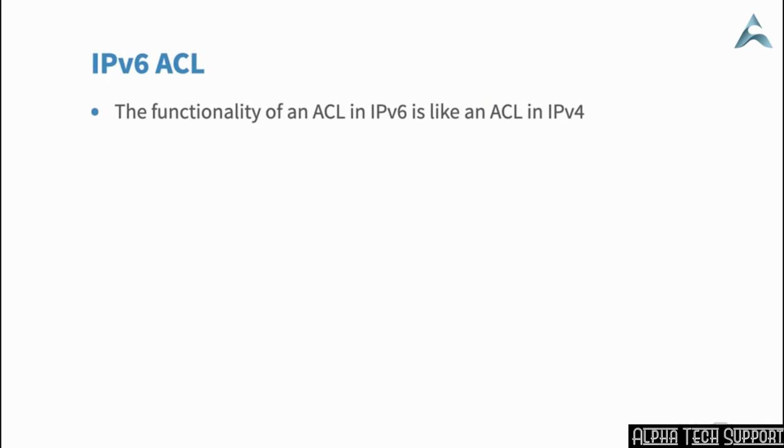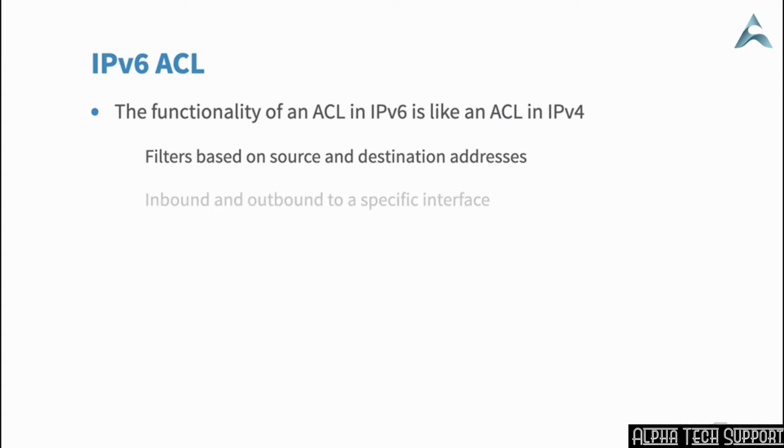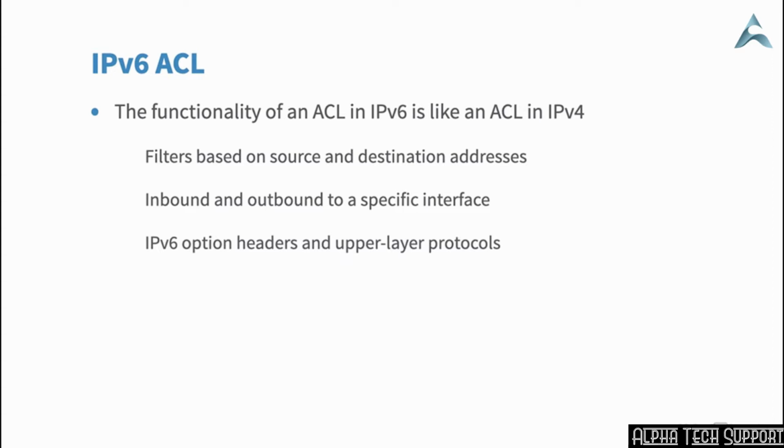Now, the functionality of an access control list in IP version 6 is similar to using an access control list in IP version 4. For example, they allow filtering based on source and destination addresses that are traveling inbound and outbound to a specific interface. In addition, similar to the extended access control lists in IP version 4, an IP version 6 access control list supports filtering based on IP version 6 option headers along with upper layer protocol information to provide more granular control.